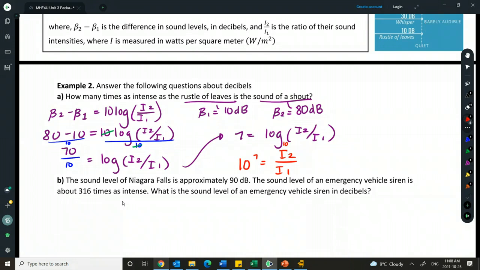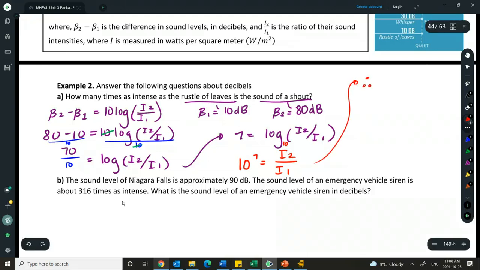So if I calculate this, this is 10 million, right? 10 to the 7. That'll have 7 zeros, 10 million. So then I can say, therefore, a shout is 10 million times more intense, or as intense, as the rustle of leaves.